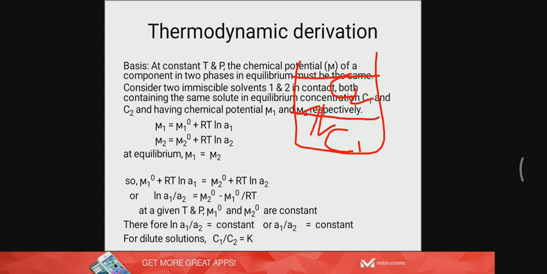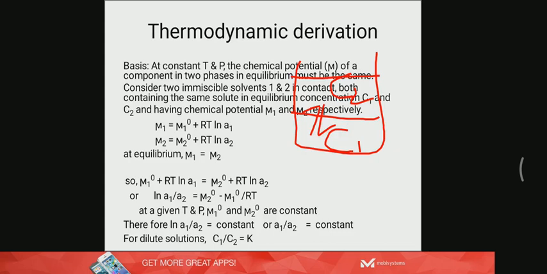Rearranging, what do you get? RT log A1 minus RT log A2. Taking mu1 0 to the other side, you get mu2 0 minus mu1 0. Then taking common factor RT to the other side and writing the logarithmic term as log A1 by A2 equal mu2 0 minus mu1 0 by RT.